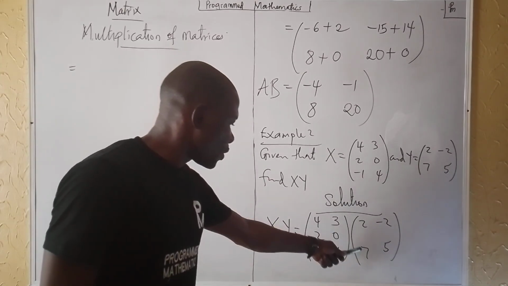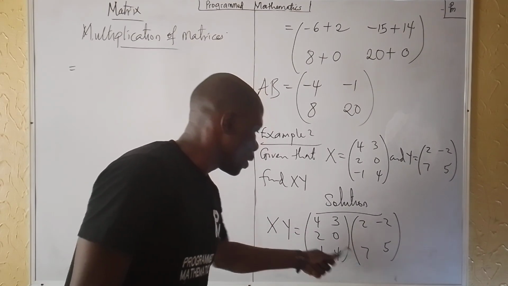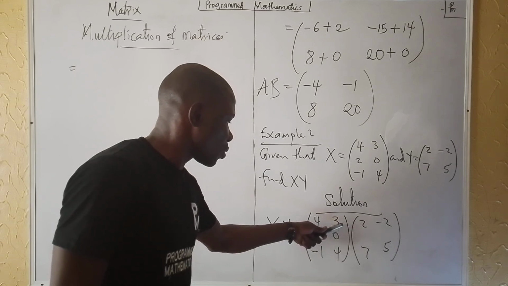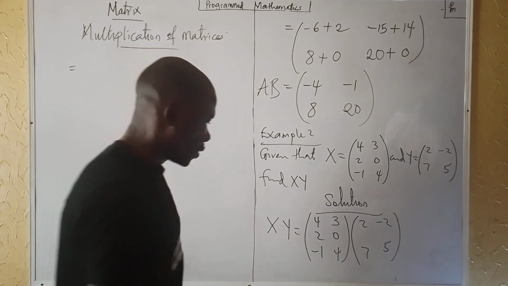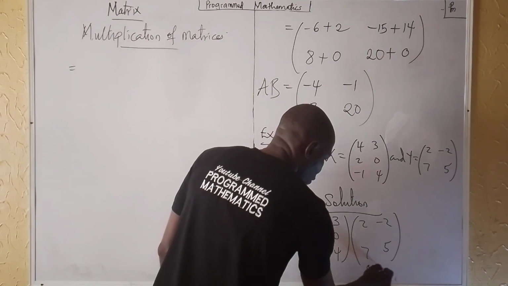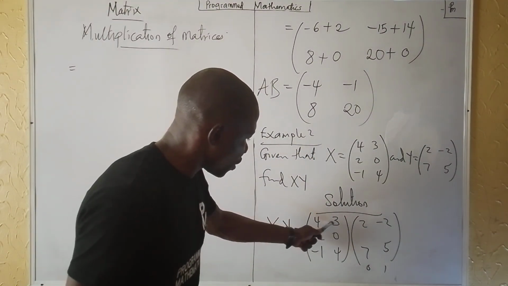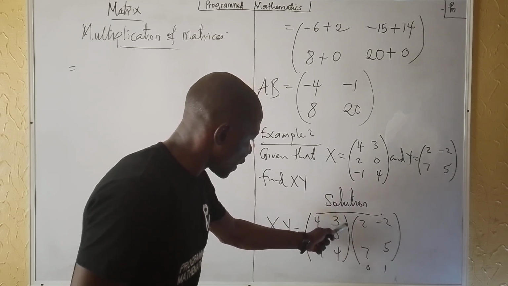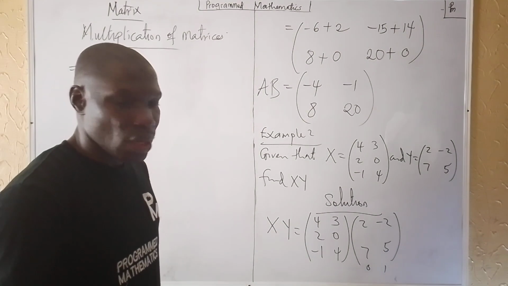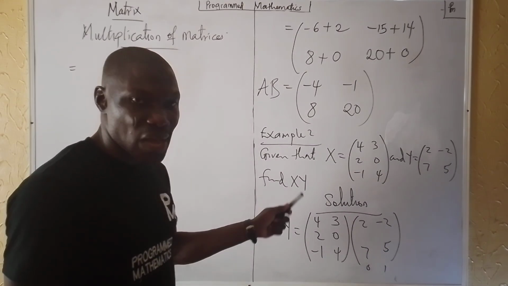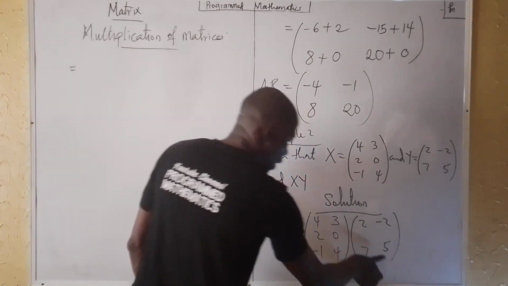Now if for instance this matrix Y had another row here, there would have been an extra element to multiply. For instance, let's assume I say this is 0 and 1 here. Having multiplied 4 by 2, 3 by 7, there's no other element in this matrix X to multiply the 0. So in that case, it tells you they are not conformable for multiplication. But in this case here now, they are.